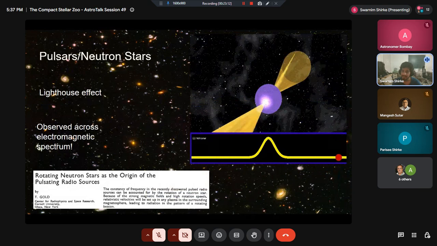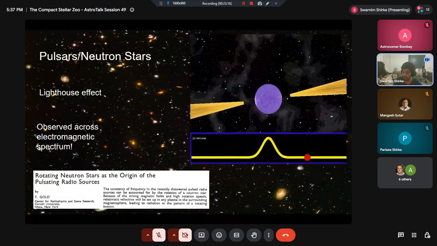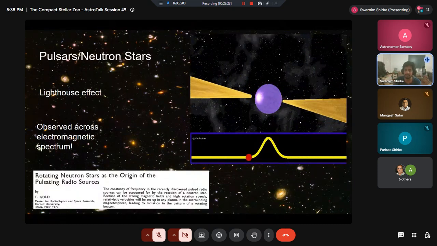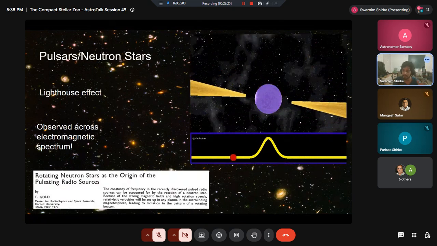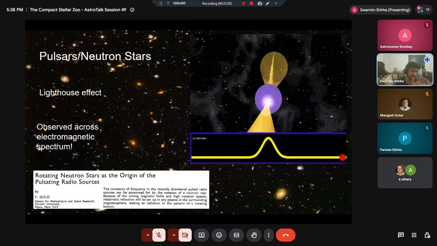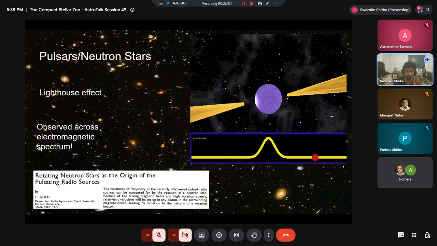As I said, this is how you usually observe them, so they have been termed pulsars. It is sort of a lighthouse effect, which was also shown in the last talk. You get a pulse of light when this jet of light crosses our line of sight. So if we point our radio telescopes towards these pulsars, we get this pulsation.